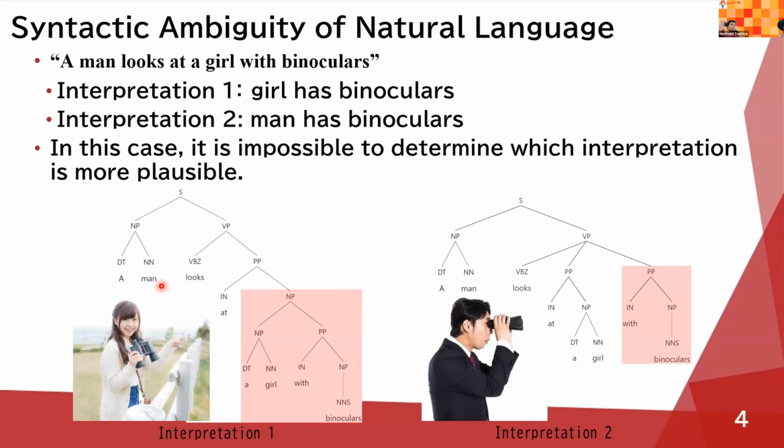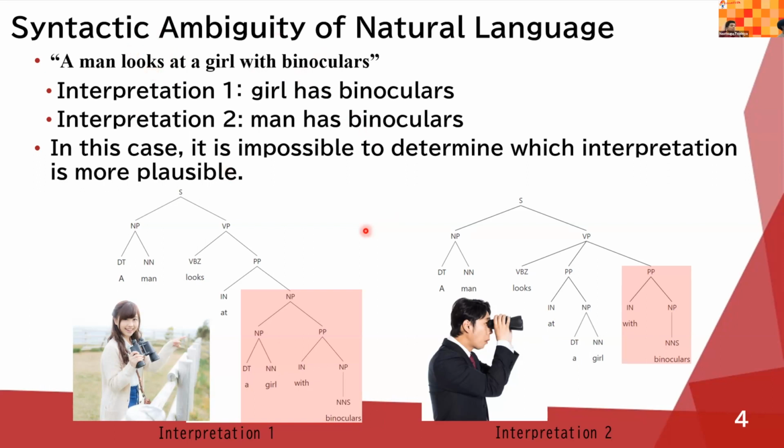Syntactic parsing is a traditional field in natural language processing, and it treats the syntactic ambiguity of natural language. Let's consider this sentence: a man looks at the girl with binoculars. This sentence has at least two interpretations. The first interpretation is that the girl has binoculars. This means that the prepositional phrase with binoculars modifies the noun phrase a girl. Another interpretation is that the man has binoculars. In this case, with binoculars modifies the verb phrase looks.